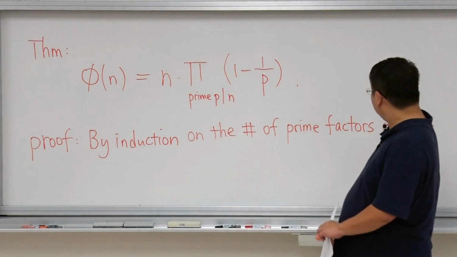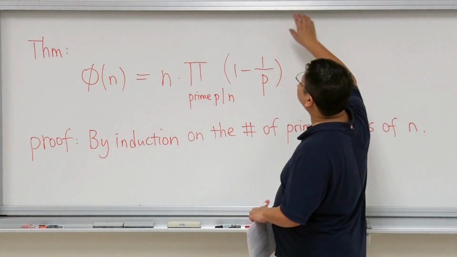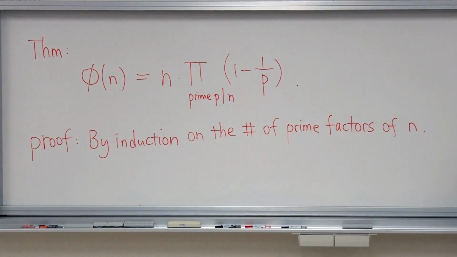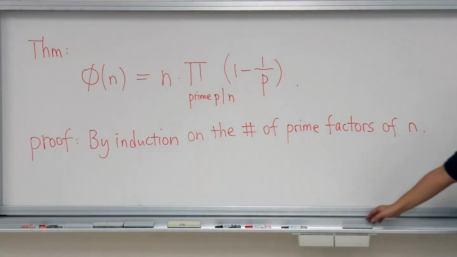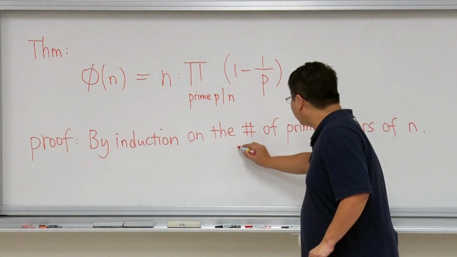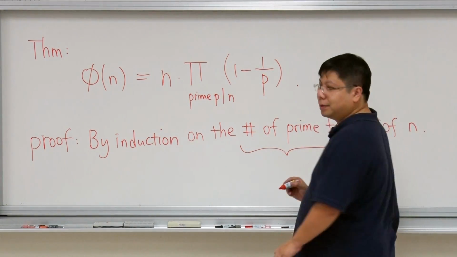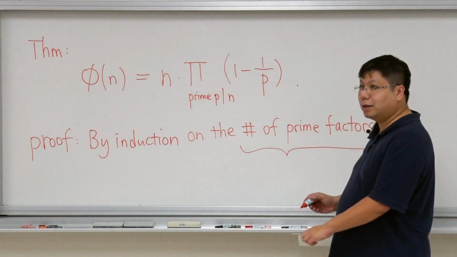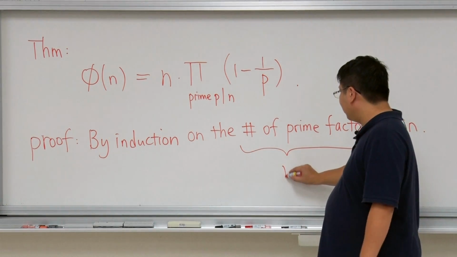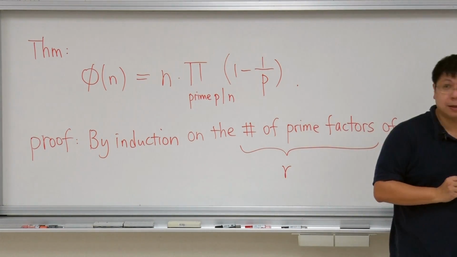So, okay, I'll use the board over there. So let's give it a name. The number of prime factors, let's give it a name. Let's call it R. Okay, let's say R denotes the number of prime factors. Is that okay?